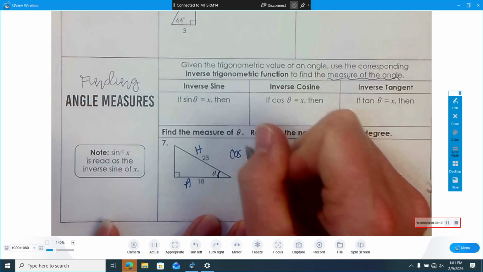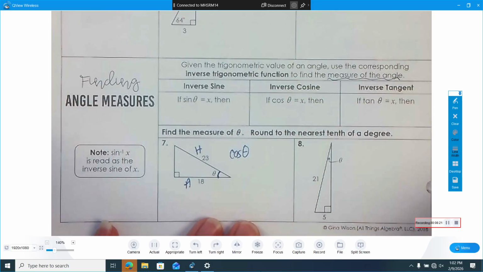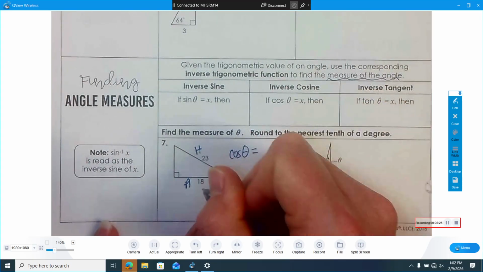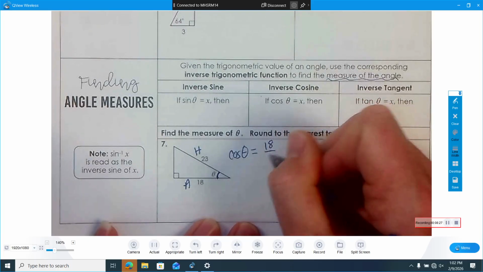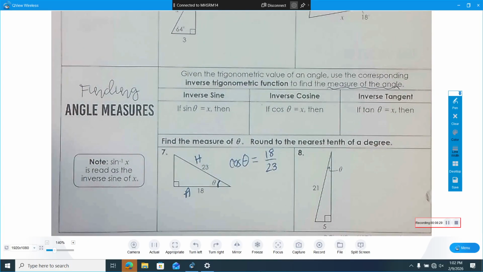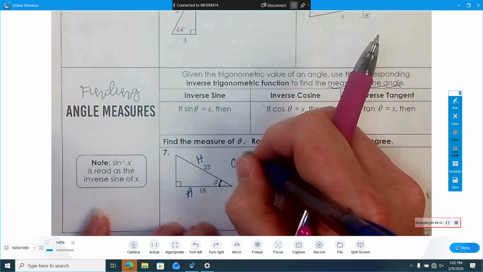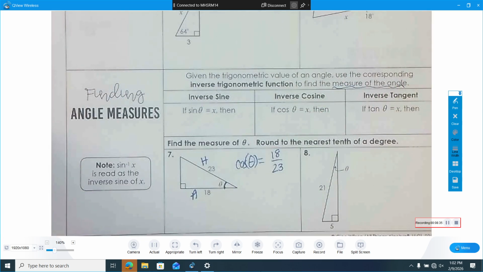So now this is cosine of our angle theta, because we don't know what it is. So right now we want cosine of theta is equal to adjacent over hypotenuse. So 18 over 23. Now, right now, theta is trapped inside a cosine function. And so we need to do something to get rid of this cosine function. And remember, it's not multiplying. This is not cosine times theta. It's a whole function thing.